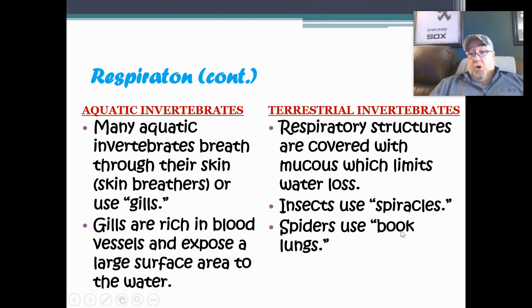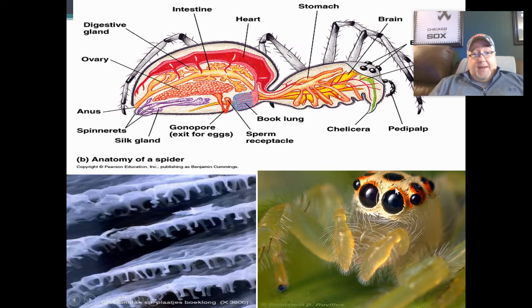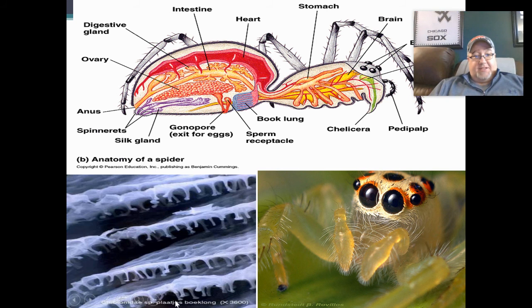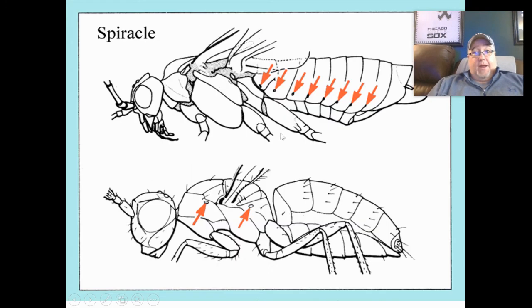Spiders have something called book lungs. You see it here in this picture down below. It's kind of like a stack of respiratory structures, stacked like pages of a book. That's why they call them book lungs. This is what helps a spider breathe, and that's where they exchange those gases. They bring in oxygen gas and give off carbon dioxide gas that way.